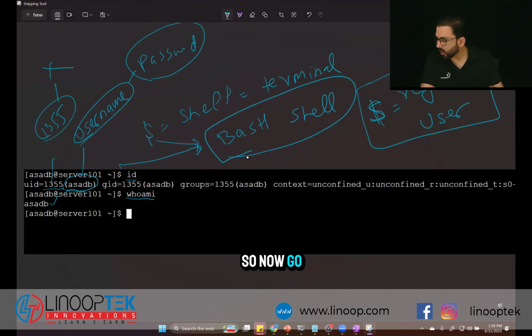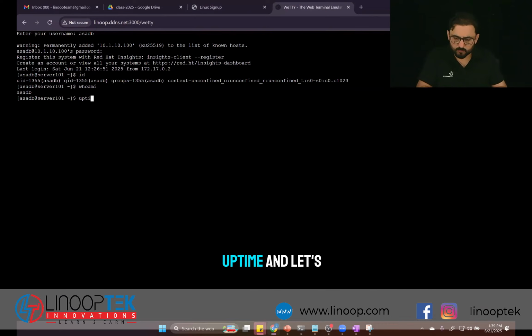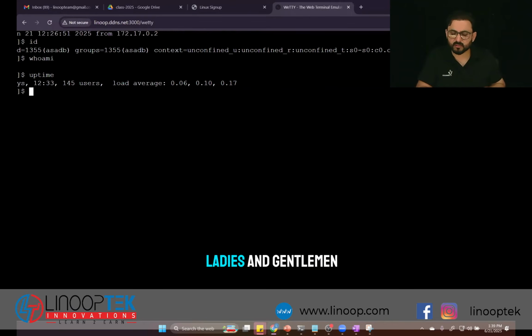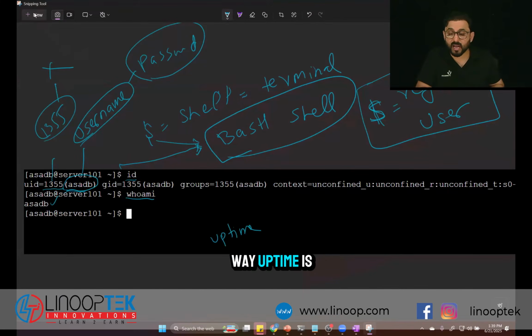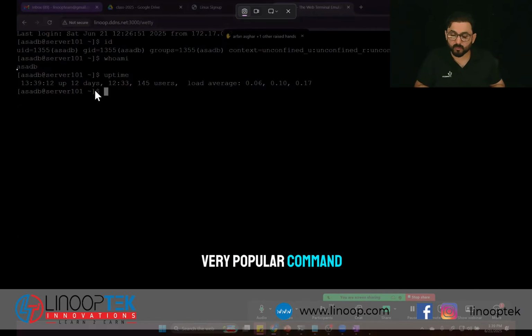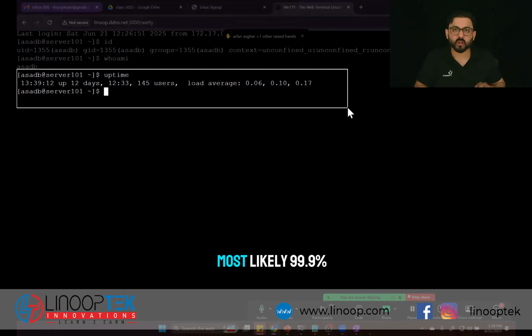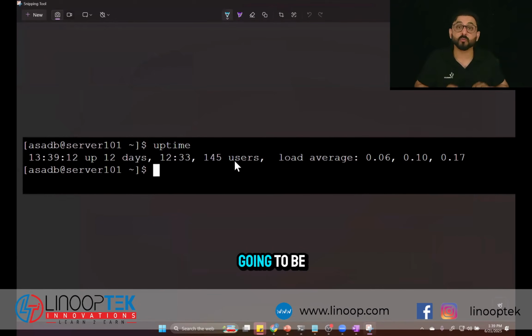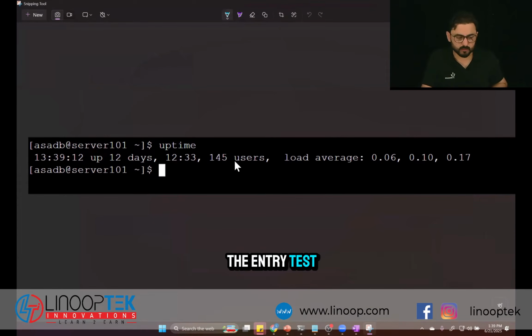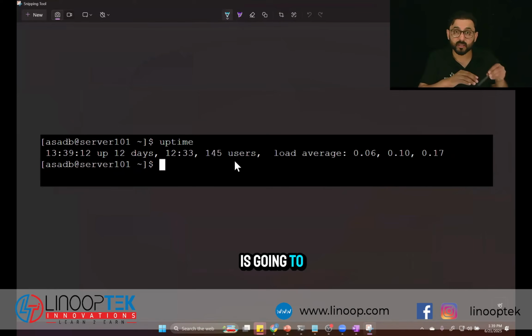So now go ahead and count all the commands that we know. We know uptime. Let's run the uptime one more time over here. Let's take a look at the uptime, ladies and gentlemen. I want to show you an interesting thing about the uptime. And by the way, uptime is a very, very popular command. Your interviewer most likely 99.9% will ask you this command. This command is going to be on your test, the entry test. The uptime command is going to be there. So let's take a look at the uptime command.